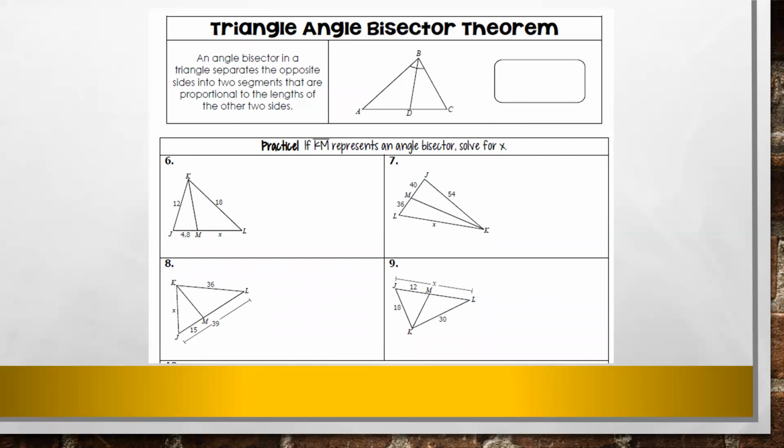And we have one other theorem to talk about. It says the triangle angle bisector theorem. It says an angle bisector in a triangle separates the opposite sides into two segments that are proportional to the length of the other two sides. So in this example up here for our definition, that means that here AD, this piece, will be proportional to this piece. So AD over DC will be proportional to AB over CB.